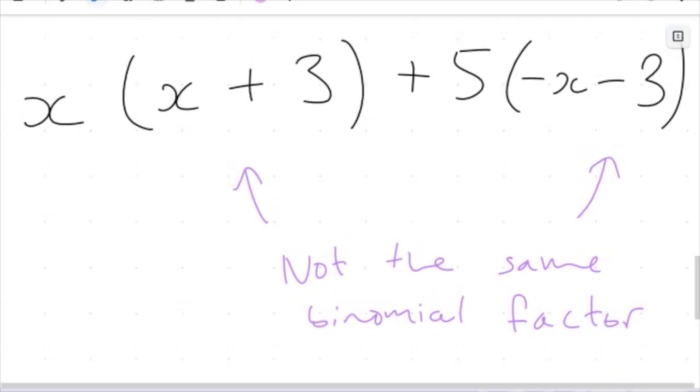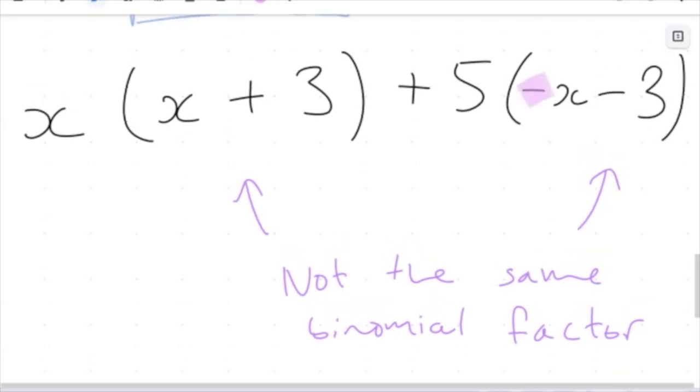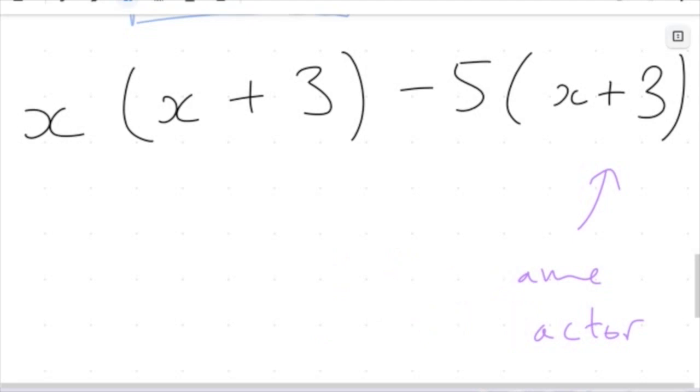So what I'm going to do instead is, I can see I have two negatives here. So that tells me that positive 5 is not the factor I wanted to pull out. But if I change this to a negative, then that will change the signs of my things in the brackets. So my x will become positive and my 3 will become positive. So now these are the same factor and I can proceed with factorizing it like I normally would.